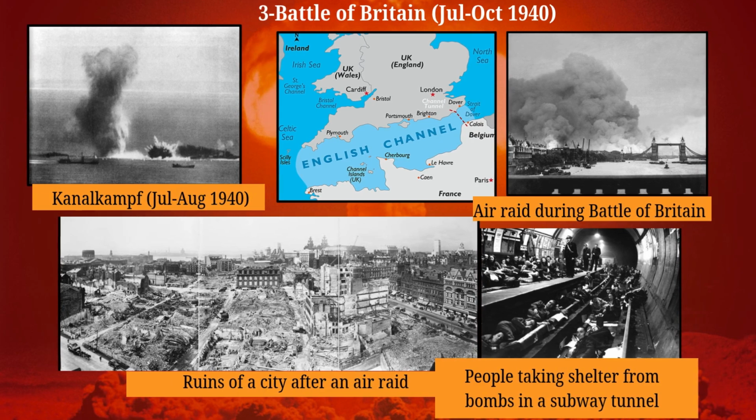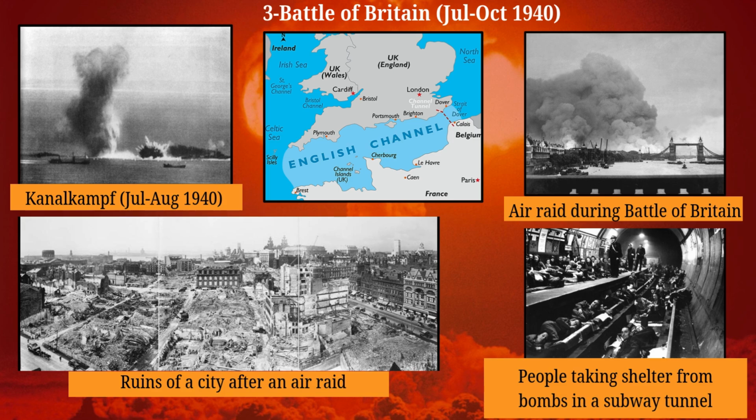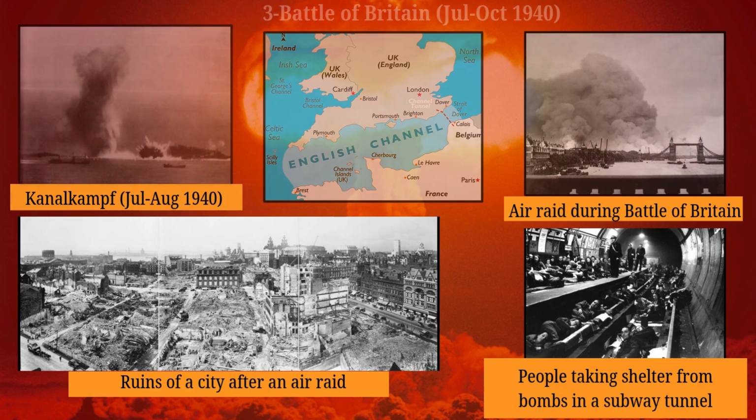On 4th July, the Battle of Britain started with the Canal Kampf, the air battle over the English Channel between the Royal Air Force and the Luftwaffe. During the Battle of Britain, many air raids were conducted by the Germans in British cities, especially London. 1,542 people were killed and the destruction was a lot. The people had to find shelters underground, like in subway tunnels. Eventually, Britain won the Battle of Britain due to many factors like motivation and the ability of RAF planes to shoot down enemy planes faster than they could be rebuilt.